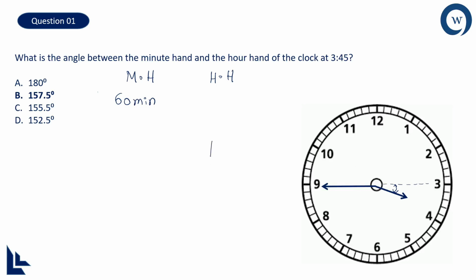When the time is 3 o'clock, the hour hand will point to 3, and the minute hand will point to 12, right? Now, after 60 minutes, the minute hand will be pointing to number 12 itself, but the hour hand will point to 4. Now, the hour hand has made a deflection. That means it is moving from 3 to 4. And what is that deflection? It is 30 degree, right?